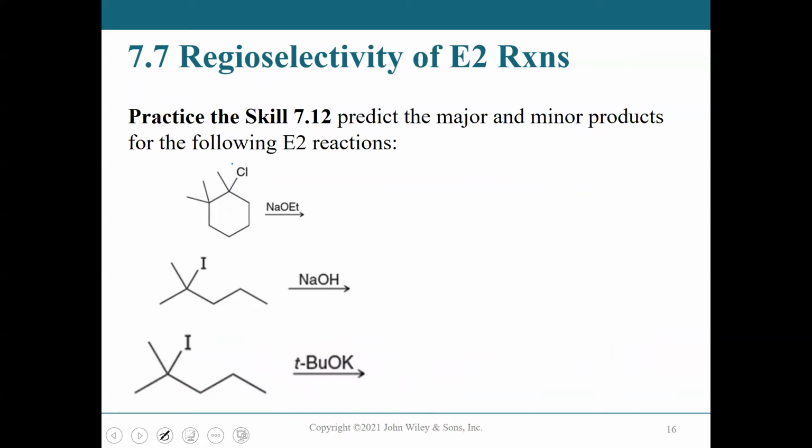Okay, here's a good practice. So let's see. I'm going to redraw these molecules and then we will practice together. This is, of course, in addition to the solved problem videos that are also available on Blackboard. Okay, so here I have chlorine and I'm just redrawing this one with ethoxide. The second one is with tert-butoxide. And sorry, sodium hydroxide, and the last one is tert-butoxide. Okay, so let's go over these problems.